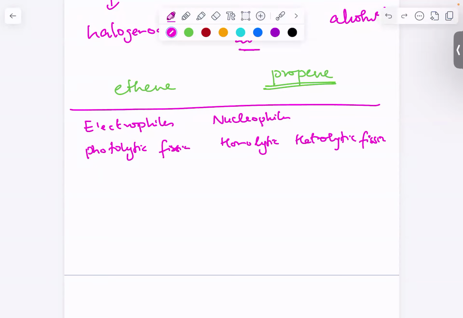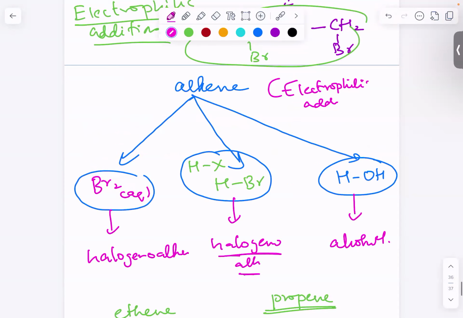So we went through the thermolytic fission. And there is one more thing that is about the leaving group, whether it's an electrophile or a nucleophile, right? And then we talked about the reactions. It is already written here, alkene undergo addition reaction, and all these types are the electrophilic addition reaction, right?